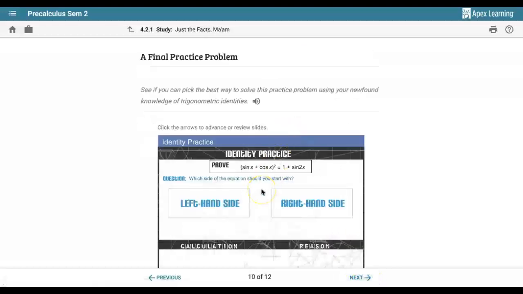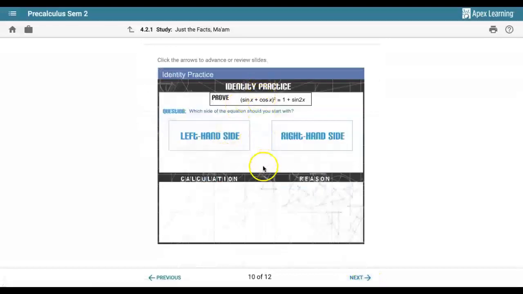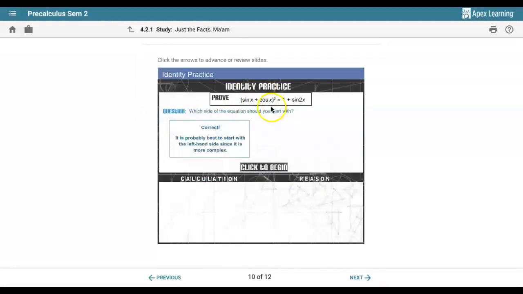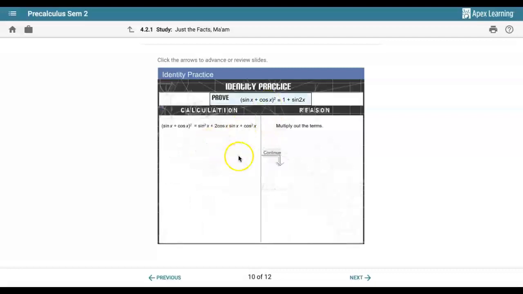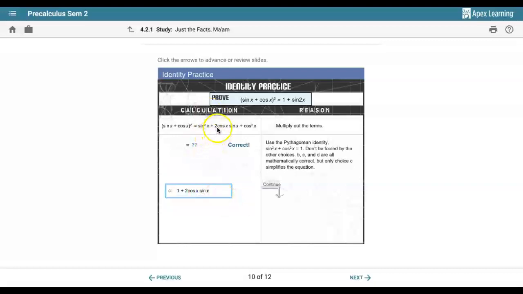And then the final set of practice problems here. I think the left-hand side is more complicated, and so do they, so we would start there. What we would do is multiply out the terms. Then we have sine squared x and cosine squared x, so that's going to give us a value of 1. So I'm going to have 1 plus my value there. Then I can continue.